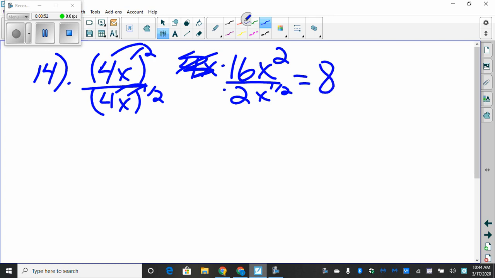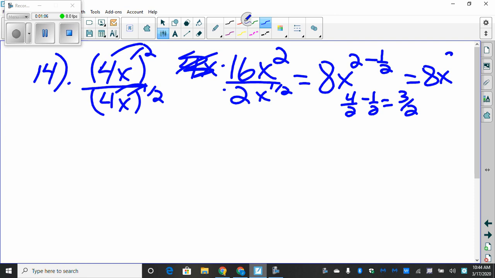And x to the second over x to the 1/2 would be x to the 2 minus 1/2. 2, of course, is 4 over 2 minus 1 over 2. That's where they get 3 over 2. So the final answer is just 8x to the 3 over 2. So hopefully that'll help you.